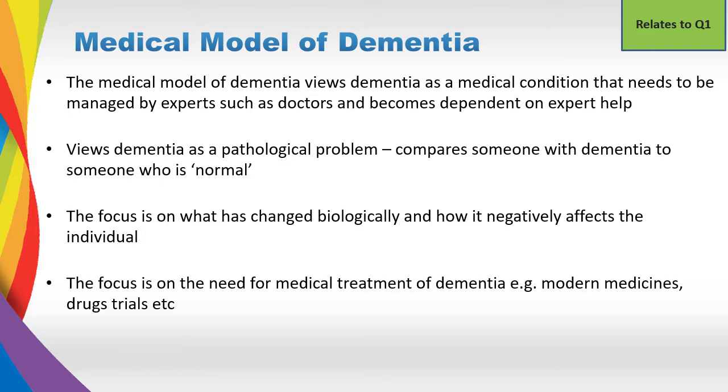They focus on what's changed biologically in the brain and how it can negatively affect that individual, whether that comes with confusion, anger, frustration. And they're looking at medical treatment for those with dementia, such as medicines and drug trials, and trying to create a solution rather than managing the condition.